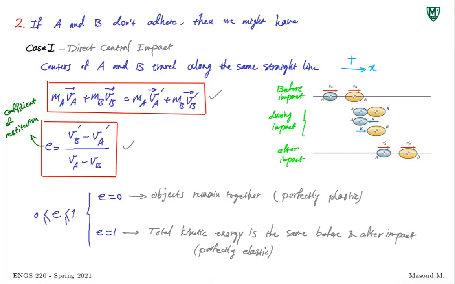The second equation comes from the idea of coefficient of restitution. What is that? If you remember, I briefly explained that. It's basically something we calculate experimentally. And the idea is that as a result of this impact, part of the object's kinetic energy can be lost.